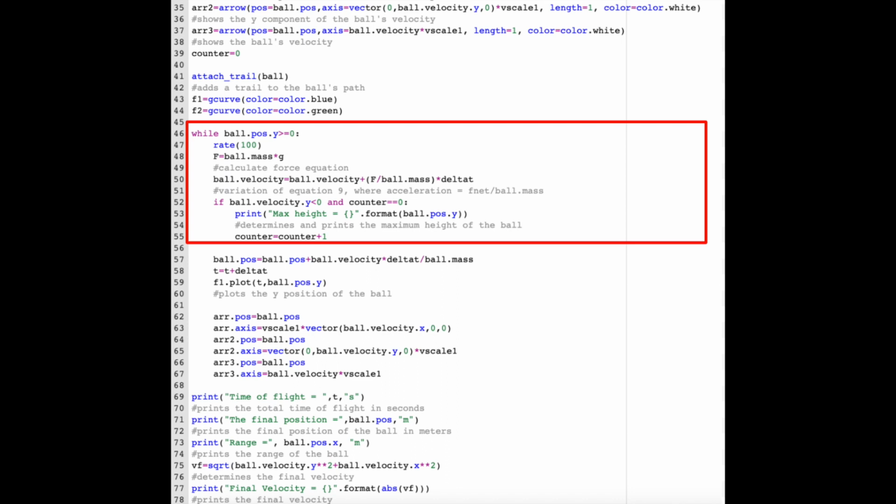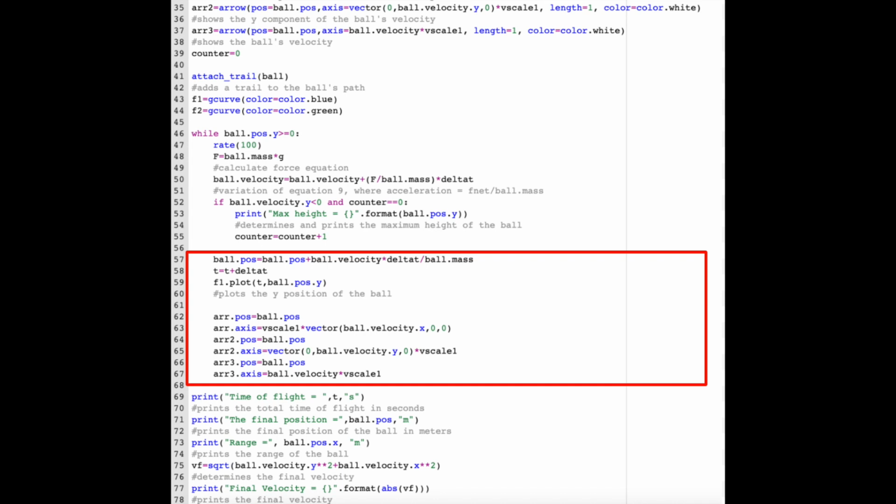This while loop occurs whenever the ball's position in the y direction is greater than 0, preventing the projectile from going through the ground that we set up. In this while loop, the force equation is calculated and then used in a variation of equation 9 from our equation sheets to calculate the ball's velocity. Additionally, the while loop also calculates and prints the maximum height of the projectile.